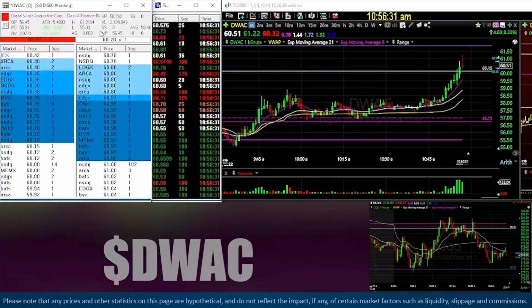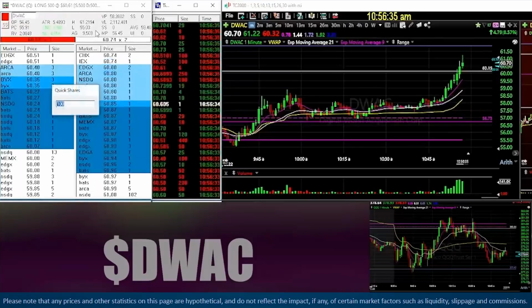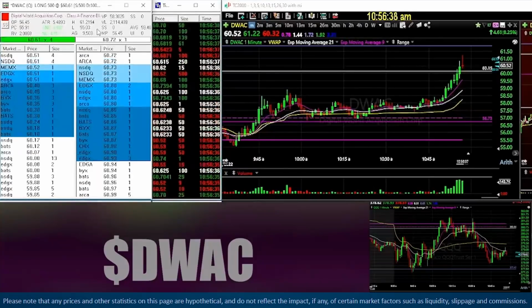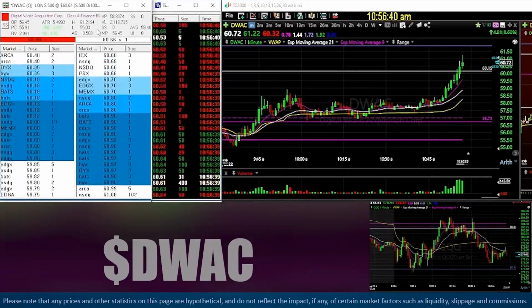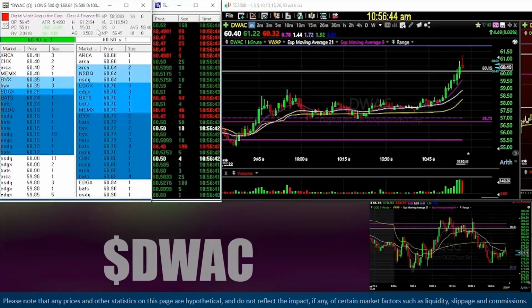So we can see still some red prints coming in. I think I just did get long here. And I want to see this work right away. I don't want to see this mess around with 60 too much.